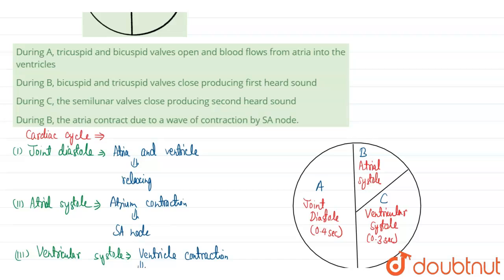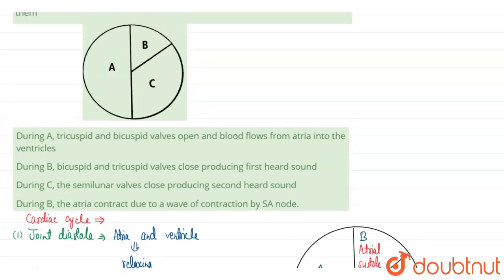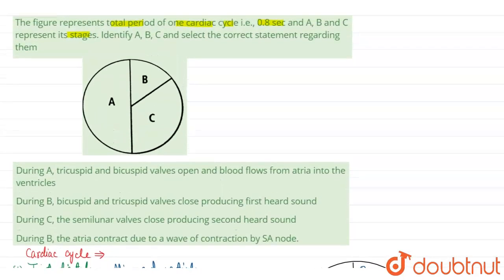And our fourth option is during B, the atria contract due to the wave of contraction by the SA node. Here B is the atrial systole, and this atrium will be contracted by the impulses given by the SA node. So our fourth option will be correct.